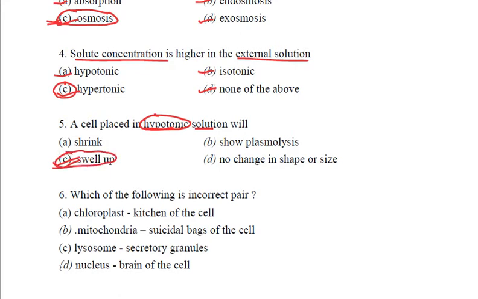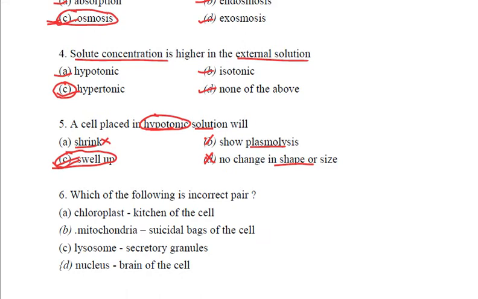Let us see the other options. It will shrink. No, shrinkage occurs when a cell is placed in hypertonic. It will show plasmolysis. Again, plasmolysis will be shown when it is placed in hypertonic. No change in shape or size? Obviously not, because in hypotonic there will be movement of water inside the cell. Okay. Now come to the next question.